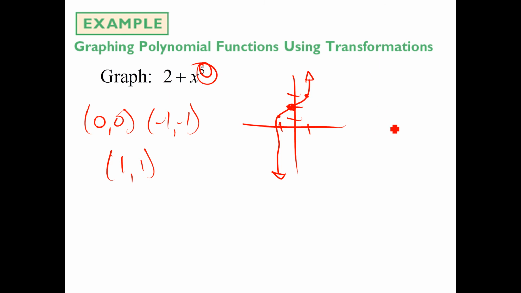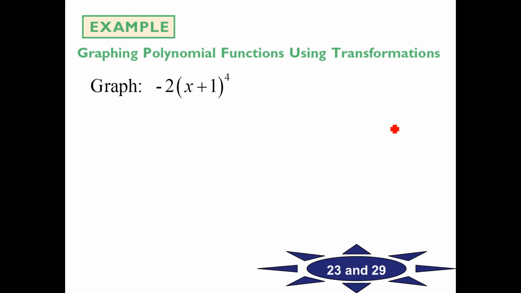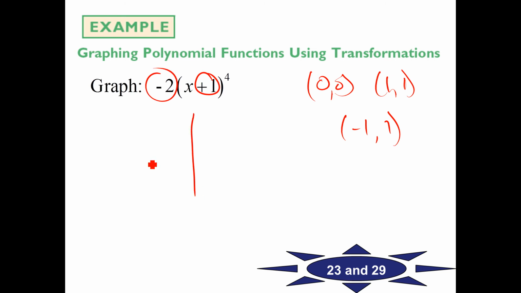All right? How about negative 2x plus 1 to the 4th? So normally we would have 0, 0. We would have 1, 1. And we would have negative 1, 1. But we're going to be shifted left 1 and then we're going to be pointing down and stretched by 2. So 0, 0 is now going to be over here at 0, negative 1. And instead of going up 1, we're going to go down 2.